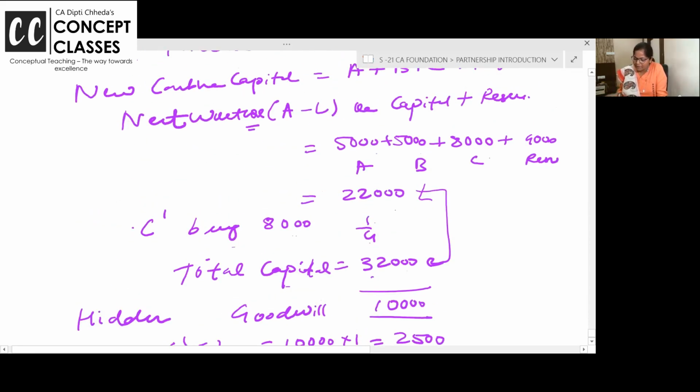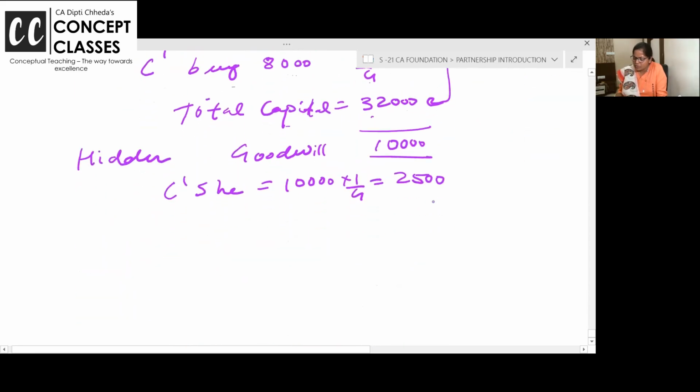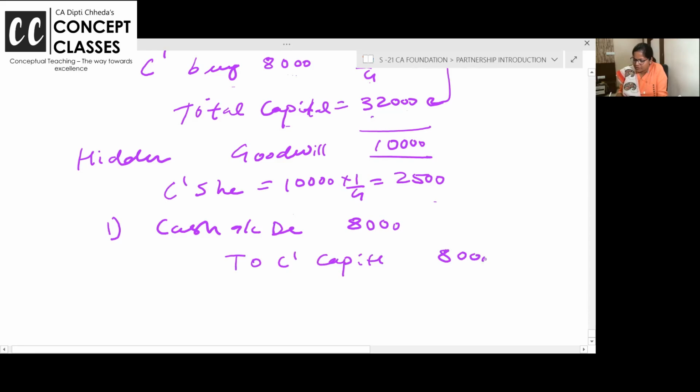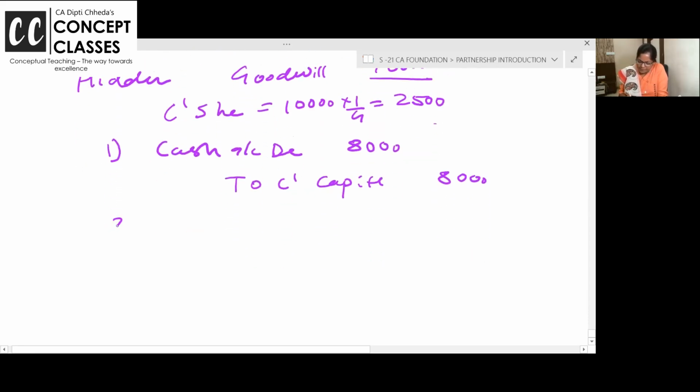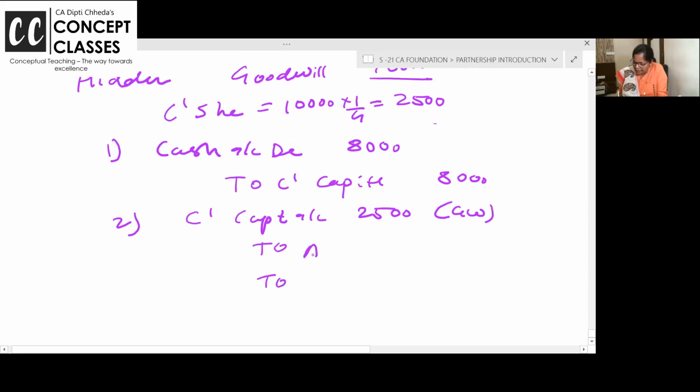Now C brought capital 8,000. But he didn't get 2,500. So 2,500 we will give. What will be the journal entry? First journal entry. Cash account debit 8,000 to C's capital account 8,000. He's bringing cash. No. C's capital account debit 2,500 goodwill share to A and B in sacrificing ratio.